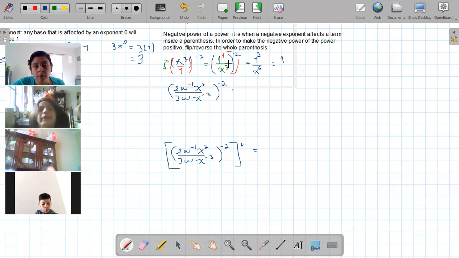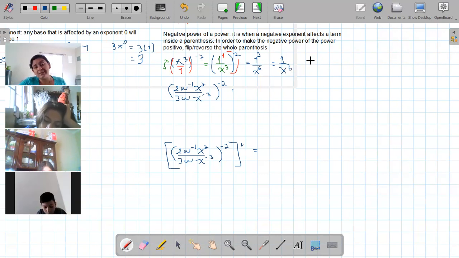So 1 over, and I cannot do anything with a variable, so I just copy my variable, x to the 6th power. So x cubed to the negative 2 is the same thing as saying 1 over x to the 6th power. Are we clear? Yes? Okay, let's go with the next exercise.